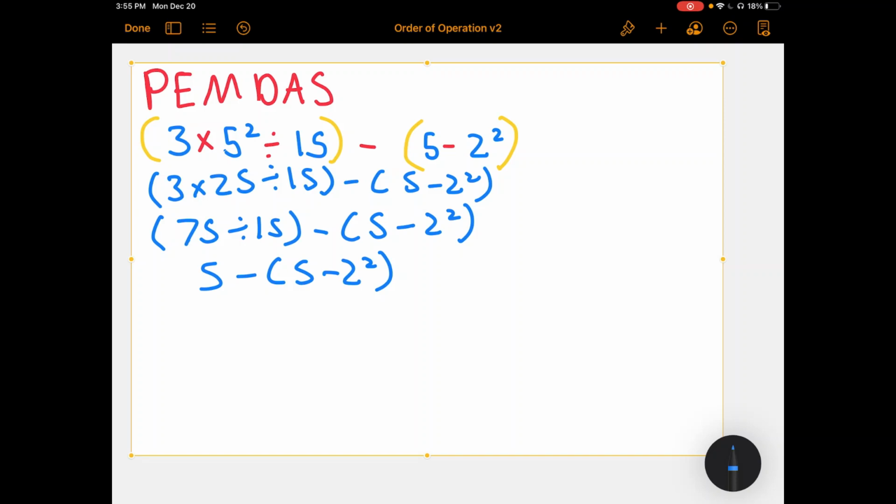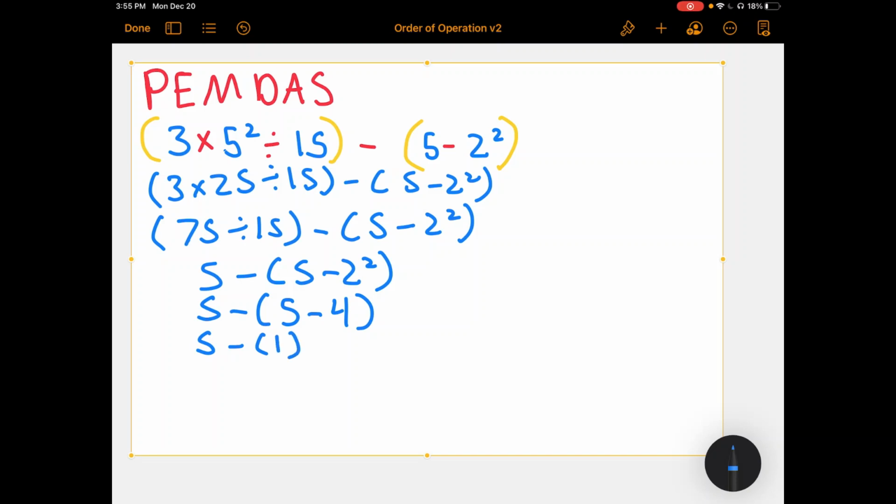Inside of the second parentheses, we have the 5 minus 2 squared. Based on the order of operations, we need to do exponents next, so that's the 2 squared. We're going to go 5 minus, open parentheses, 5 minus 2 squared is saying 2 times 2, which will give us 4. Okay, close parentheses. Now, inside of our parentheses, we have the 5 minus 4, which will give us 1.